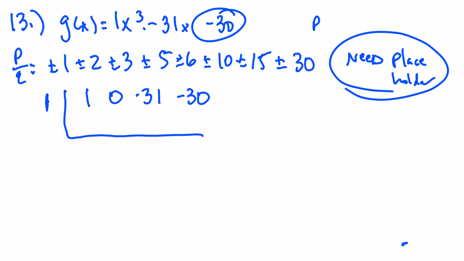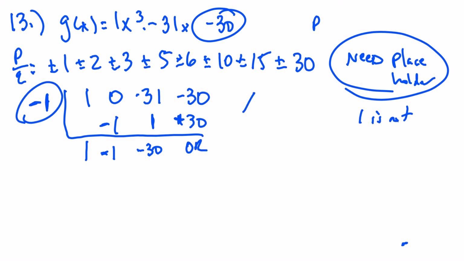I put 1 outside the box. I'm guessing 1. 1 times 1 is 1. 0 and 1 is 1. 1 times 1 is positive 1. Gives me negative 30. 1 and negative 30 is negative 29, so there's a remainder. 1 is not a factor. So 1 doesn't work. So now I'm going to change this to negative 1, which makes this negative 1, which makes this positive 1, makes this negative 30. No wait, it makes it positive 30. So no remainder. Negative 1 works.